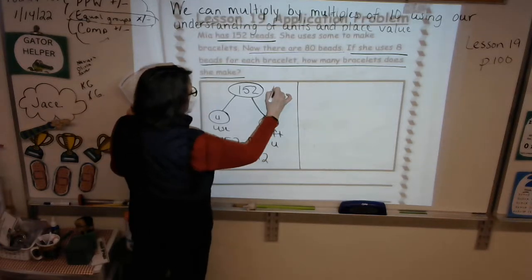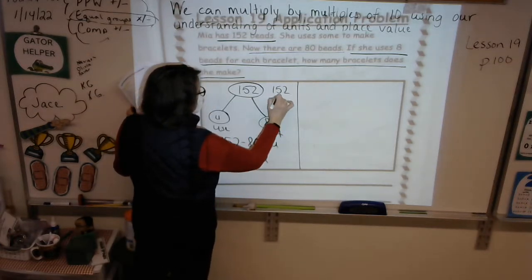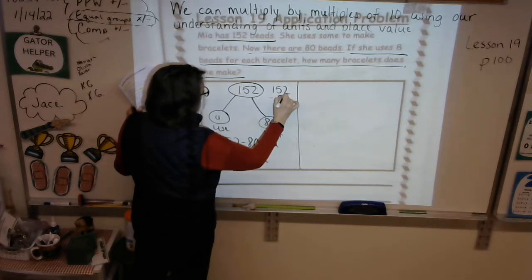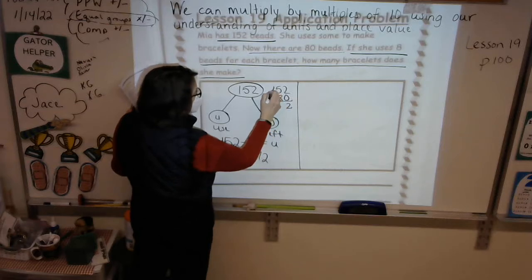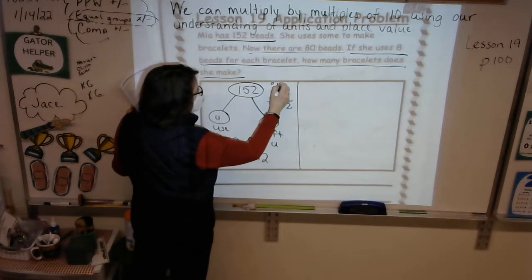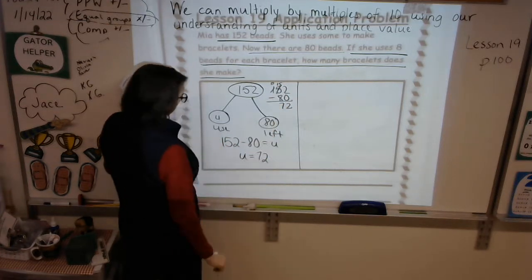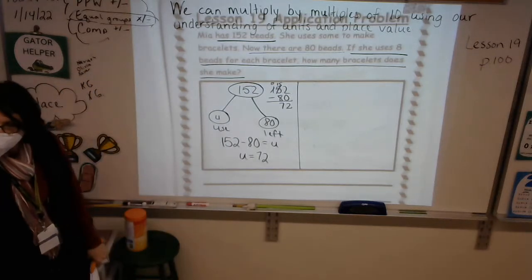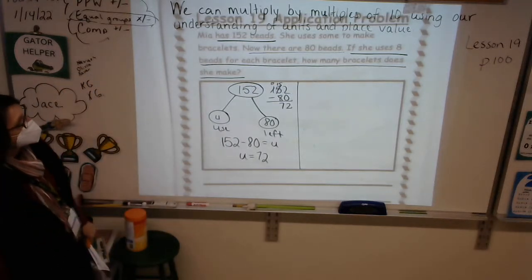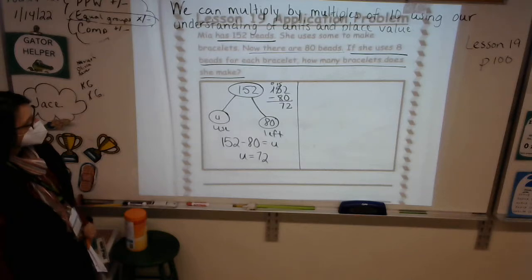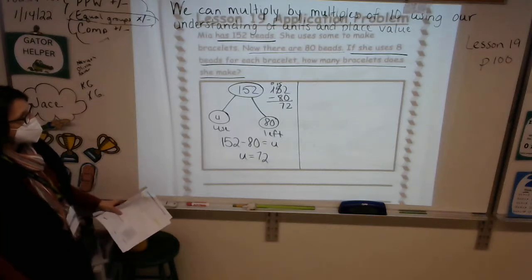Now you can do the algorithm. 2 minus 0 is 2. 5 minus 8, you can't do it, so we have to unbundle. It makes this 15 minus 8 is 7. Yes, so I agree with Quinn. There's 72 beads that she uses. Okay? Alright, so she uses 72.